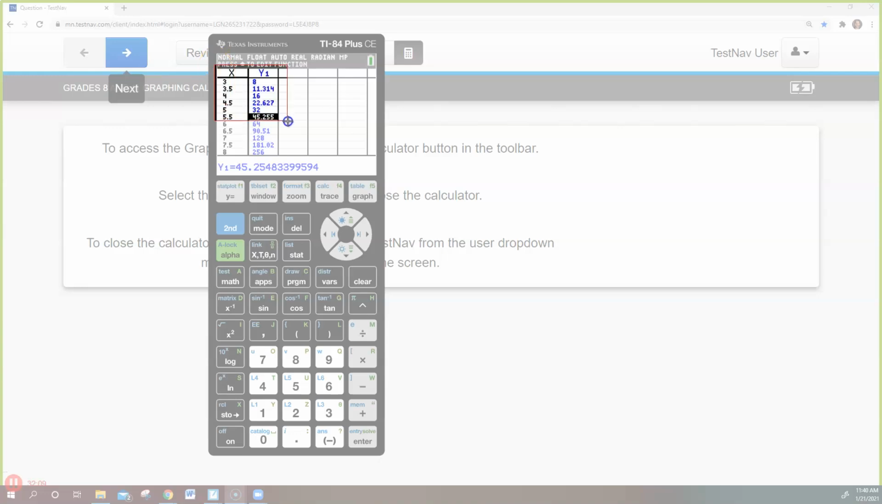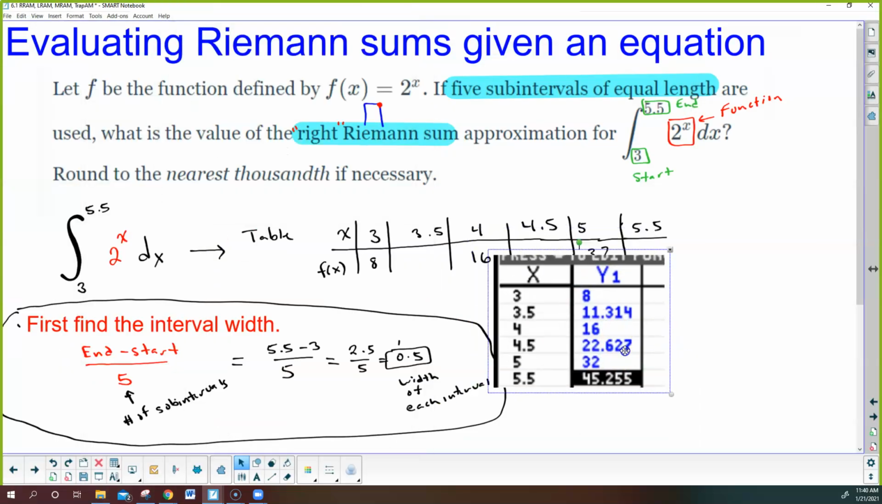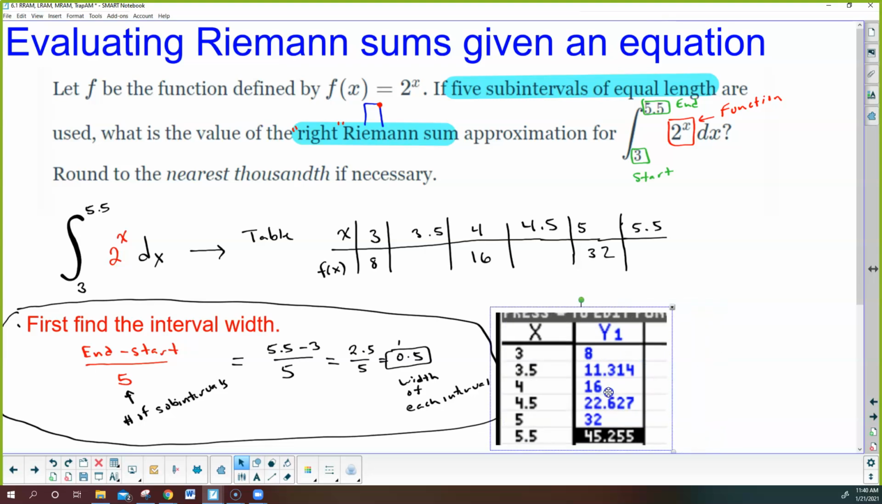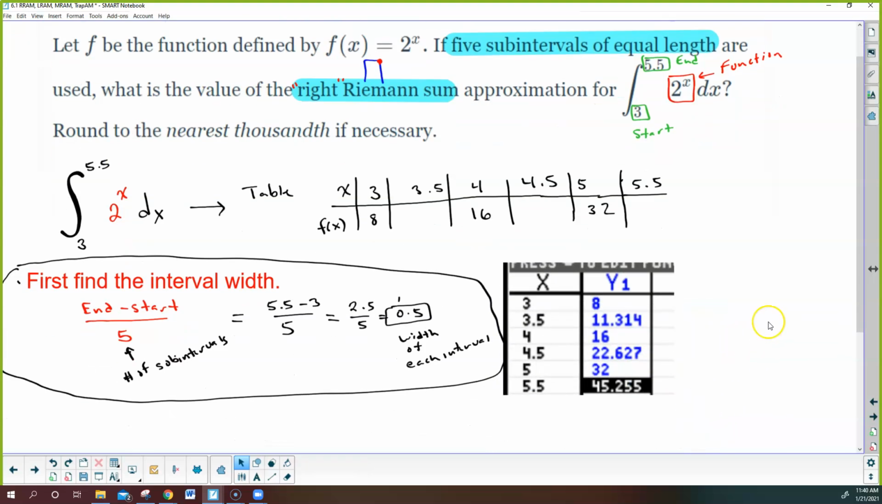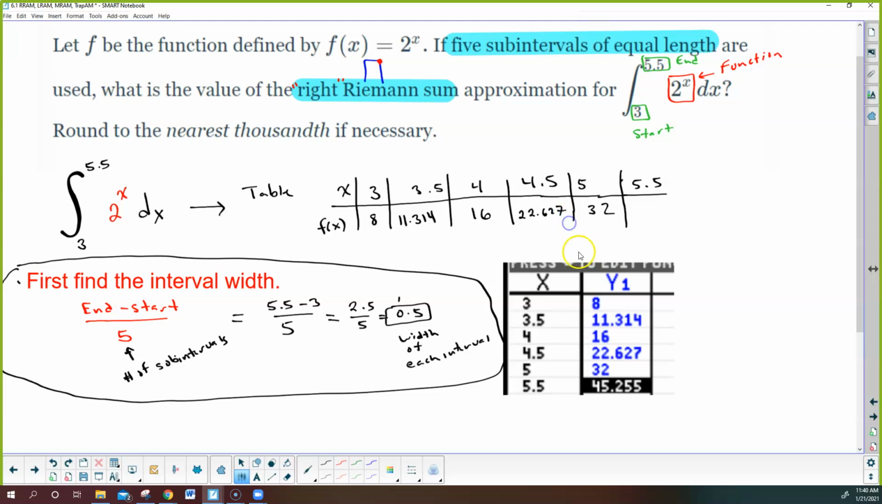Okay, so I'm just going to take those values that I got from my table, and I'm going to put them here, but I'll also just record them in the spot. So this was 11.314, 22.627, and 45.25.